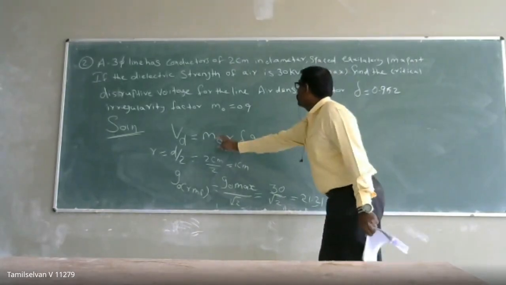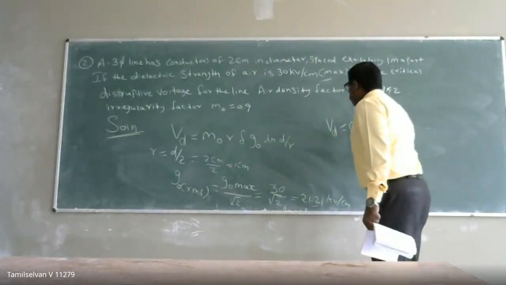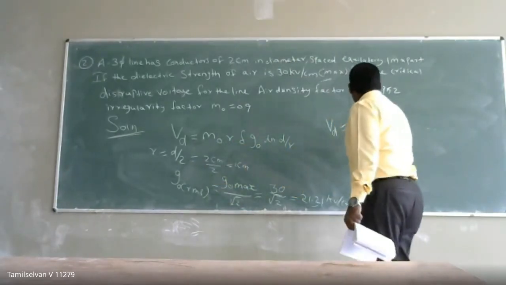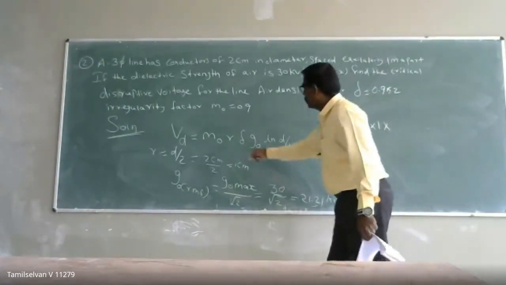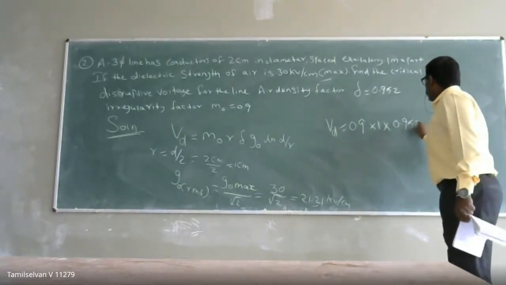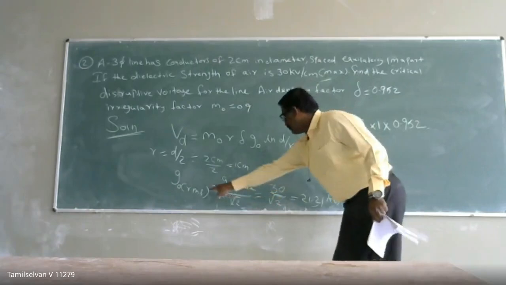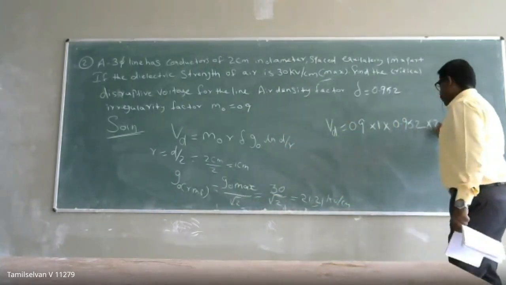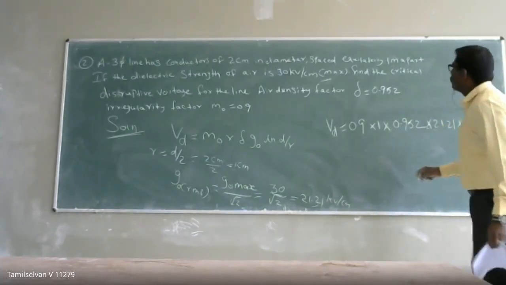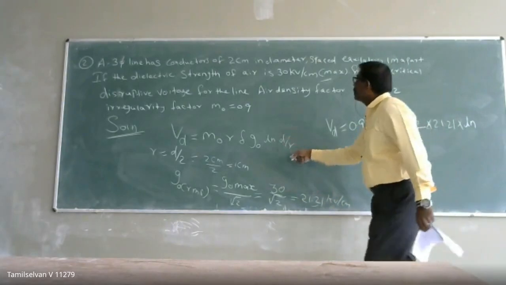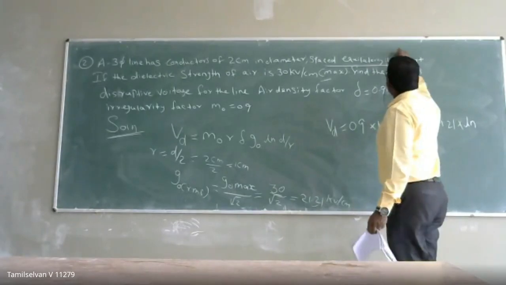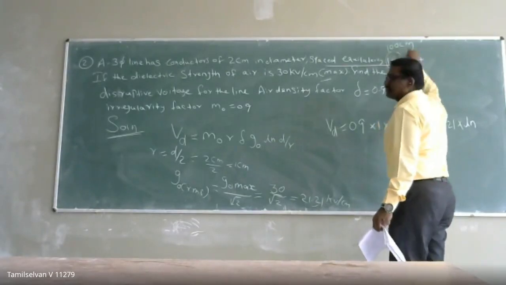So VD: M naught is given as 0.9, into 1, into delta, which is 0.952. Z naught we calculate as 21.21 into ln of D by R, where D is the distance between the conductors in equilateral spacing. It means 1 meter, so 1 meter means 100 centimeters.